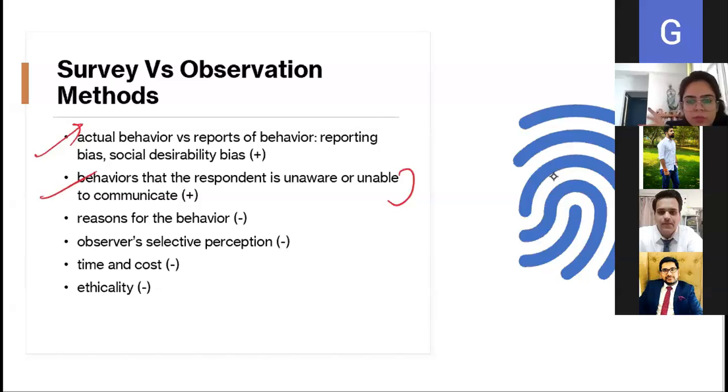Okay, the reasons for the behavior are not given. Observers' selective perception is there, then time and cost, and then ethicality. Ethicality depends on whether you can tell the respondent that we are observing you or not, and if you are not telling them, there can be some ethical issues.